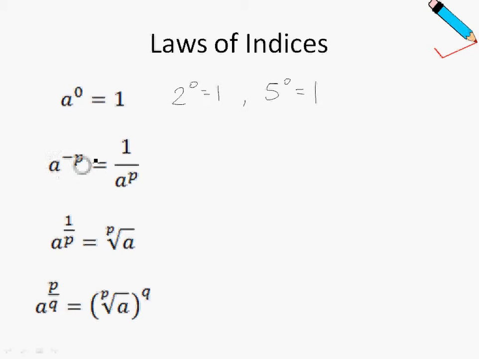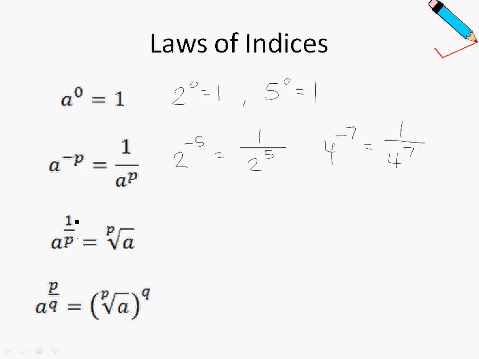Next one, a to the power of negative p is 1 over a to the power of p. So for example, 2 to the power of negative 5 is just 1 over 2 to the power of 5. One more example: 4 to the power of negative 7 can also be written as 1 over 4 to the power of 7.